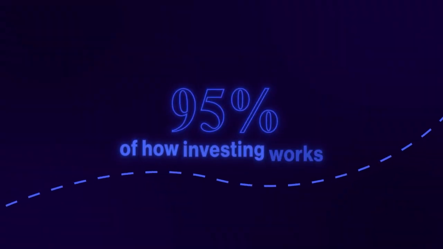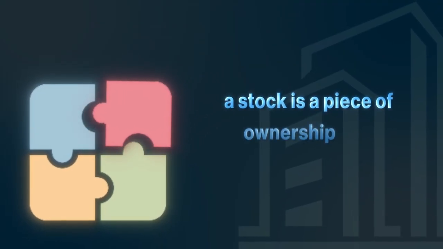If you want to know about 95% of how investing works, you need to know these three words. Okay, so the first word is stock. What is a stock? A stock is a piece of ownership of a company.